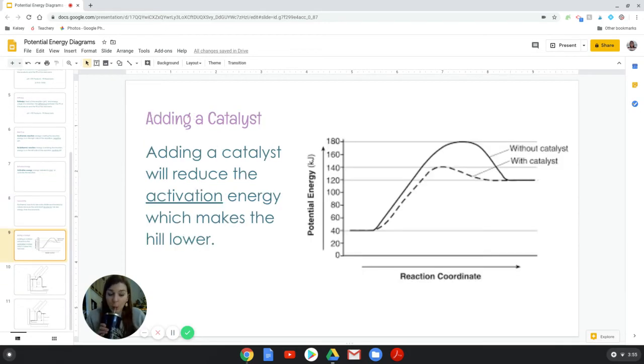Now, another thing. If we add a catalyst, it makes our reaction happen easier. You learned that during the collision theory lesson. So if we add a catalyst, it takes our activation energy and it shrinks it. So this solid line is the path that my reaction would take if I did not use a catalyst. And you can see that when I use a catalyst, this reaction is actually using less energy, and it's happening using less energy. And that is thanks to the help of a catalyst.